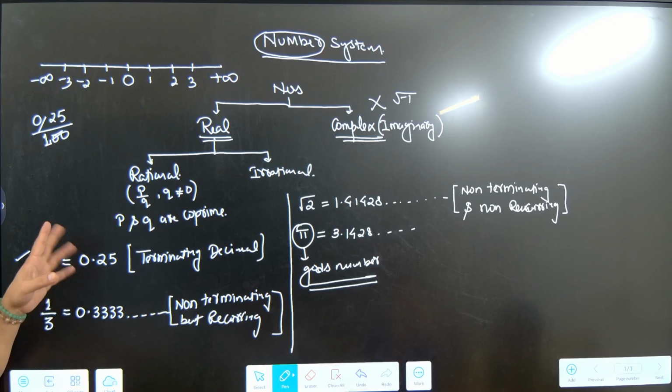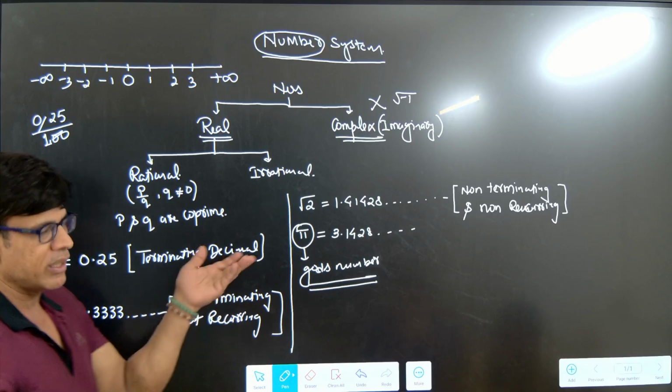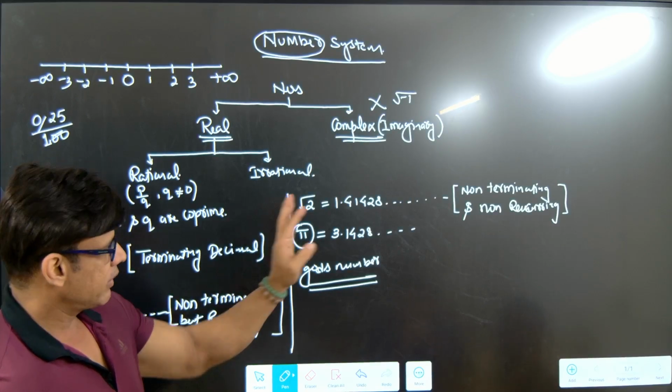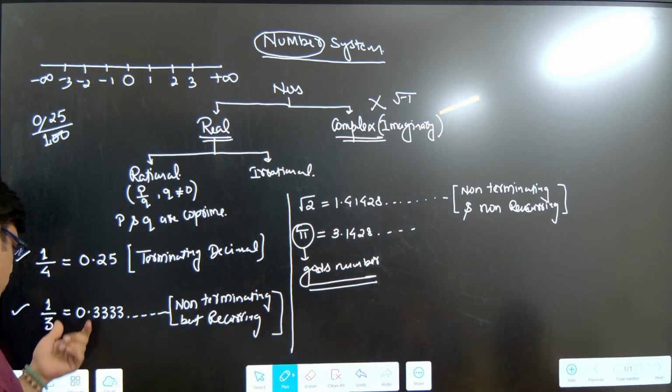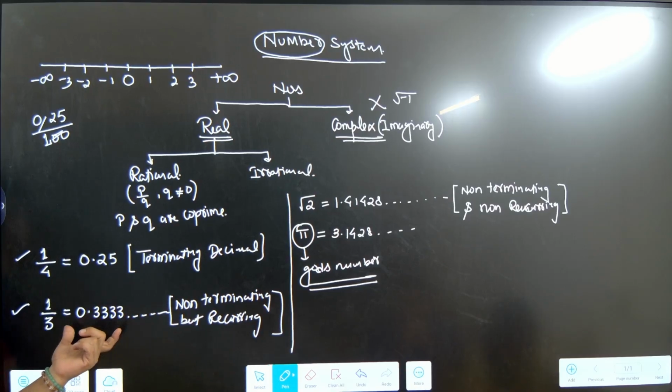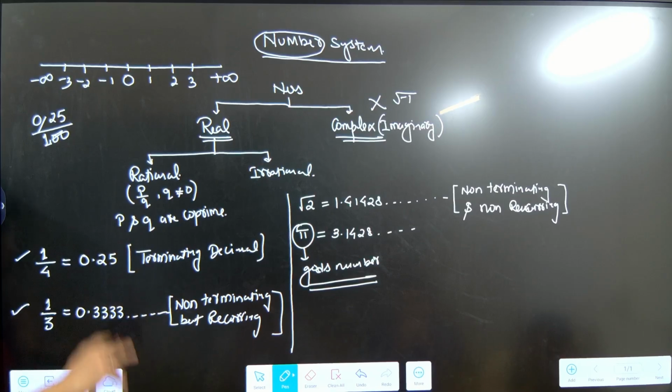If I try to do that with pi, even if I write 1 in the denominator and cancel the decimal, I don't know how many zeros I have to put in the denominator, because we don't know where it comes to an end. That is why I cannot write this number in the form of p by q. Your question is, can we write this number in the form of p by q? If I write 1 in the denominator and cancel the decimal, I don't know how many 3's there are. You have to write an infinite number of them.